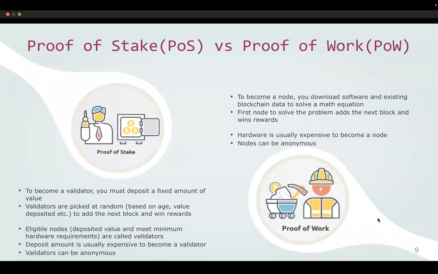And such a process requires a node operator to download software and existing blockchain data. They also have to use very expensive hardware to do the calculation. By resolving the calculation itself, it already means you did the work of maintaining the network. So then you get paid proportional to the amount of calculation you performed.